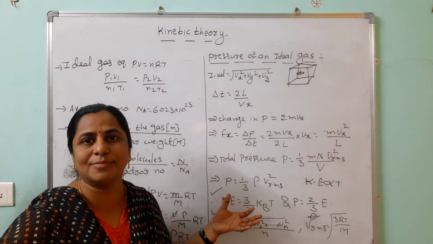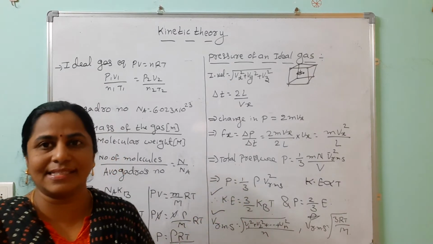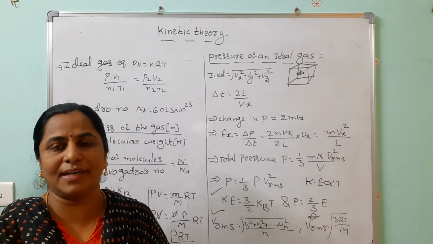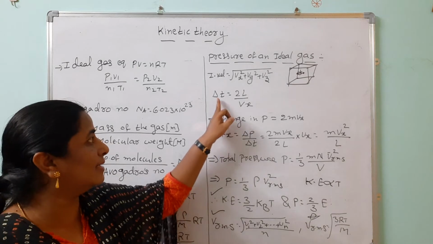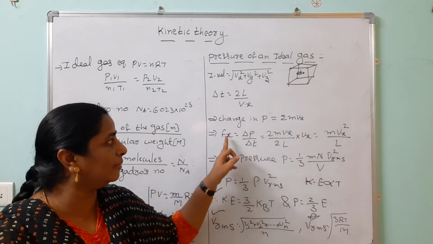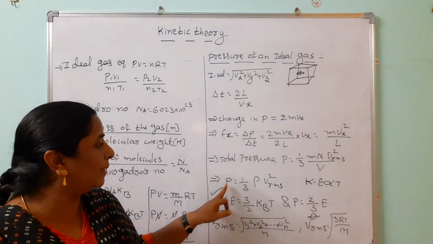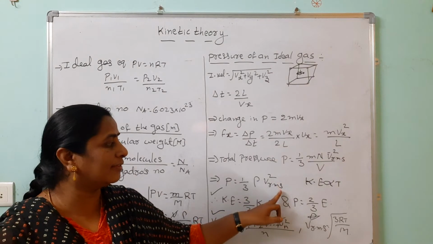This chapter is very small; you can easily remember what the ideal gas equation is, what the number of moles is in terms of mass and molecular weight, and in terms of number of molecules and Avogadro number. Then this is the time, this is the change in momentum, this is the force, and this is the pressure. When we go through the pressure and density relation, P equals 1/3 rho Vrms square.